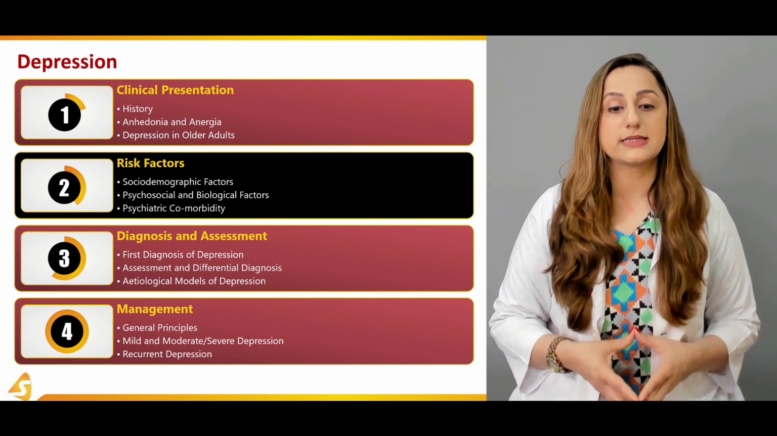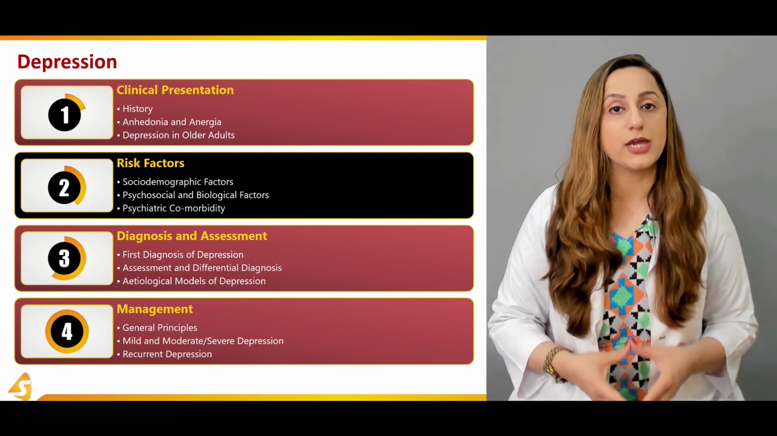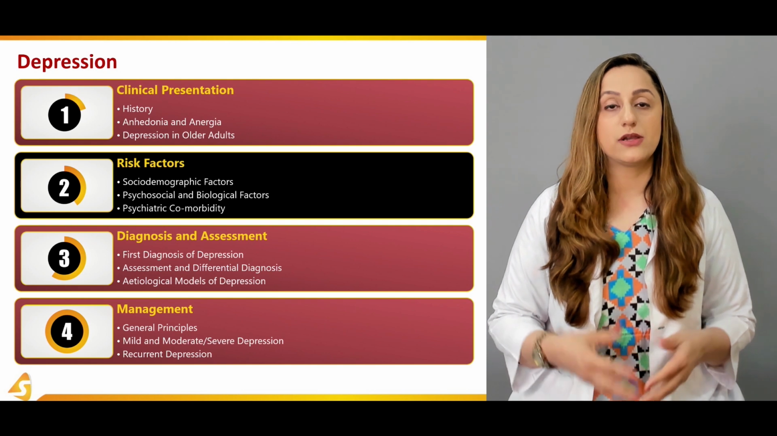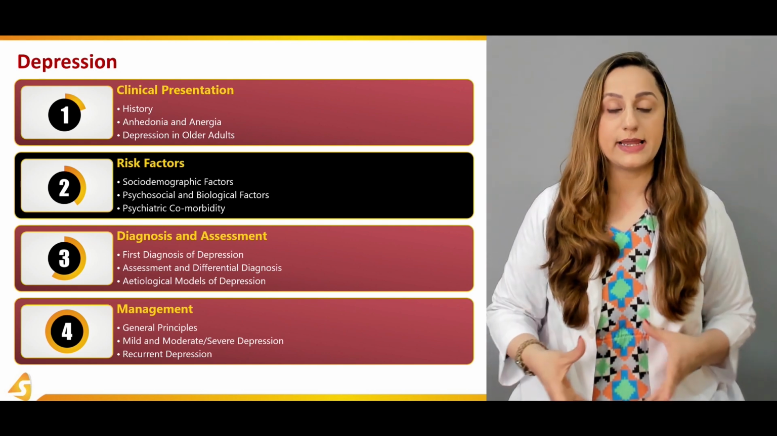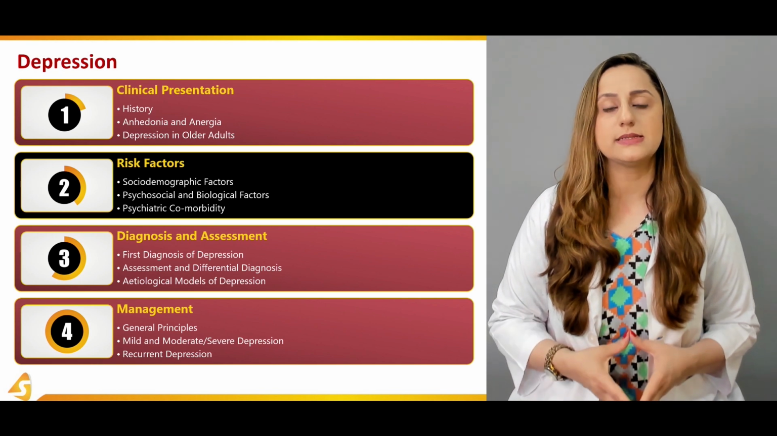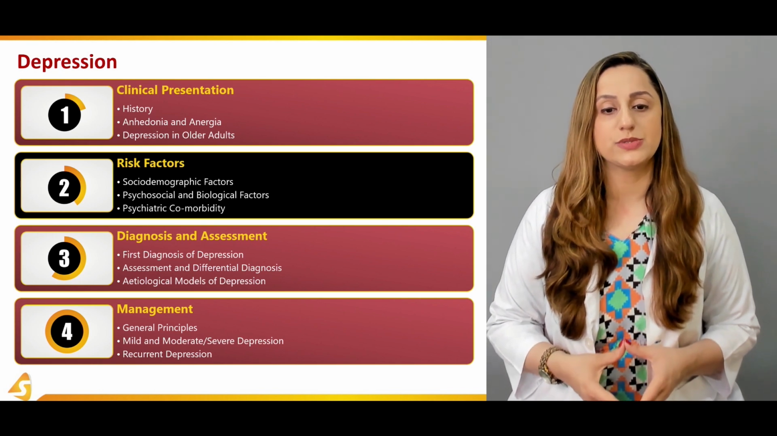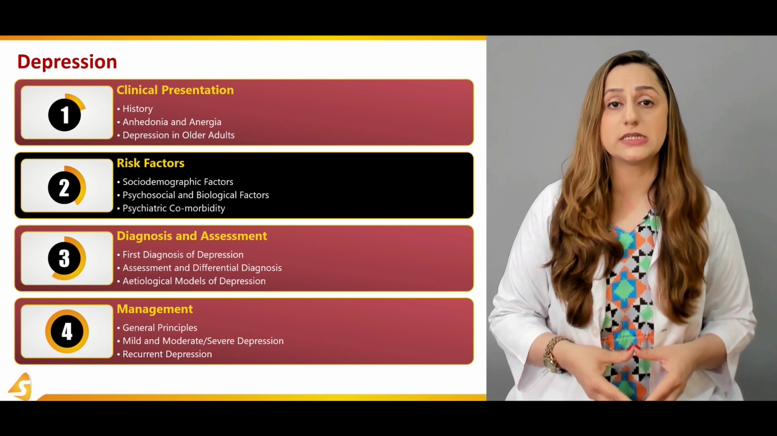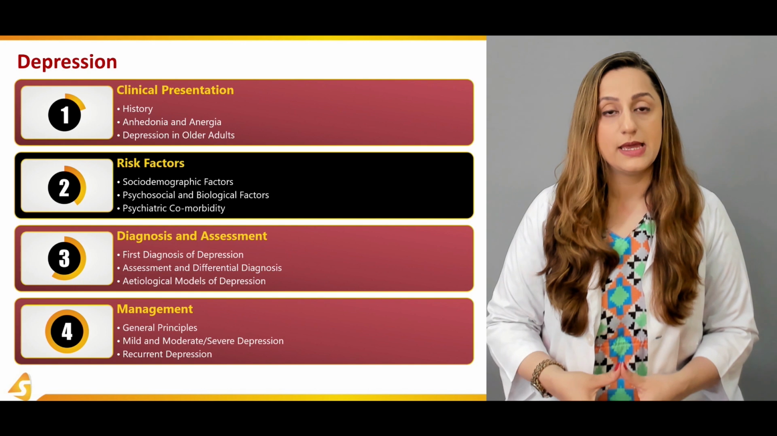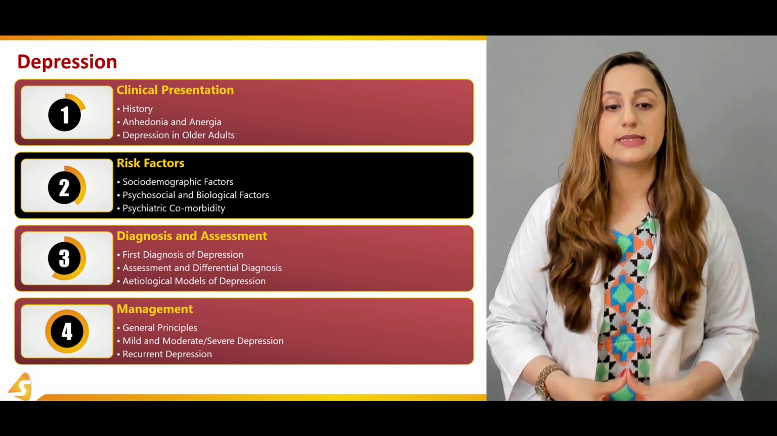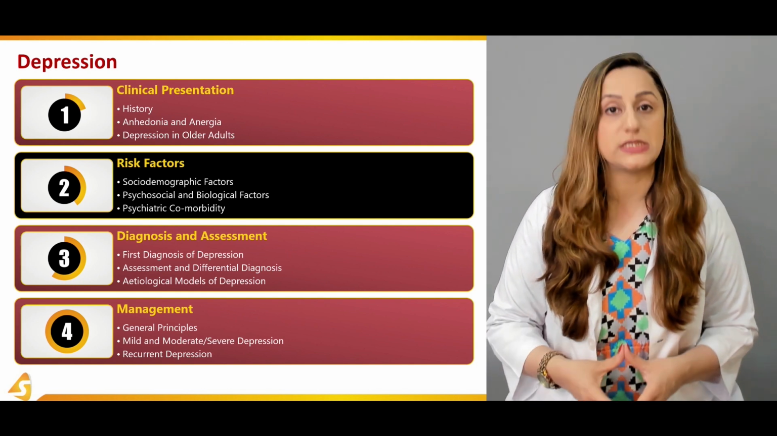Then we are going to discuss the psychosocial and the biological factors. There are a lot of psychological factors that are going on. They can be drug related, they can be related to some ailments, and that is what we are going to discuss. Biological factors, including the gender of a person and the age of a person, will also be discussed. Then we have the psychiatric comorbidity.